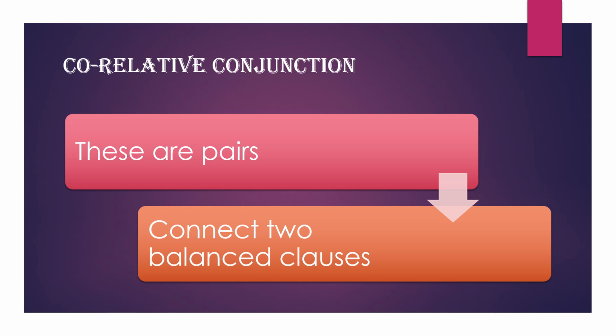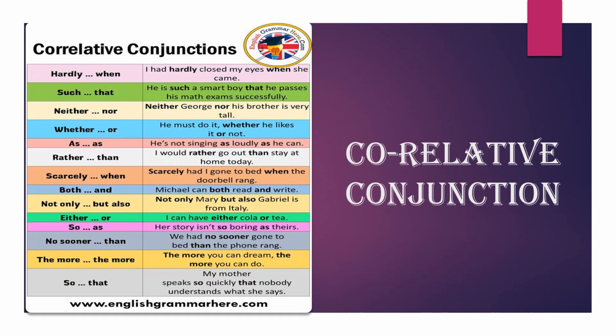What are balanced clauses? Balanced clauses in terms of verbosity would mean that the two clauses that you're joining would more or less have the same number of words. Other way around, balanced clauses would mean that if they're independent, then both are independent. If they're dependent, then both are dependent. That is how we'll define balanced clauses. Correlative conjunctions, as I said, will always occur in pairs, like hardly when.